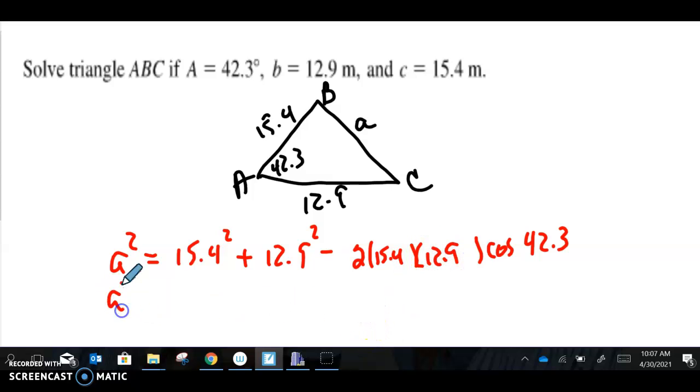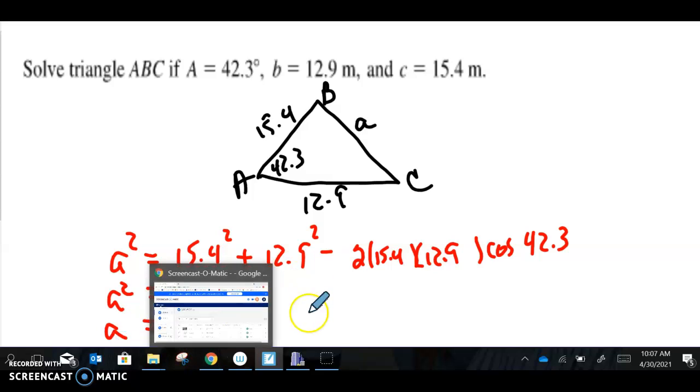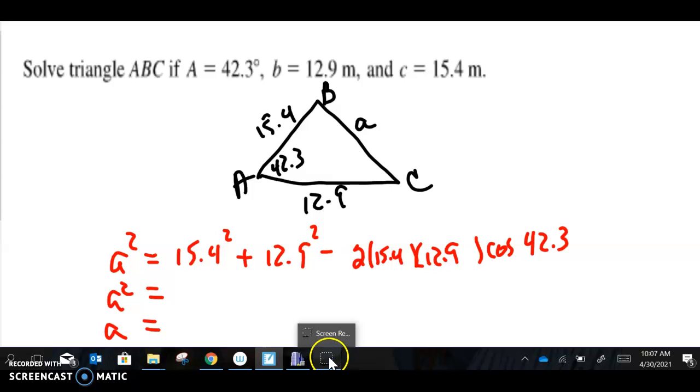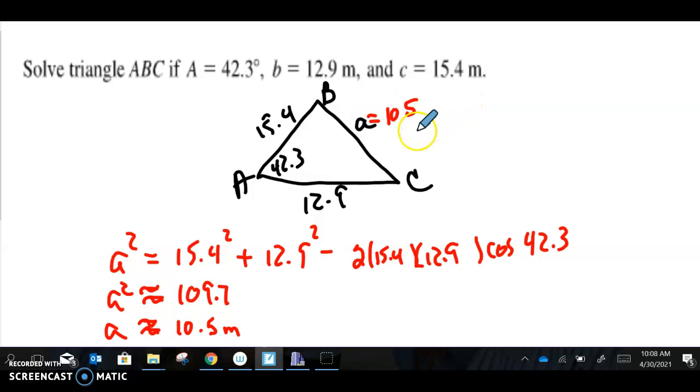So we get 15.4 and 12.9 in there. Again, let's do that on our calculator. You pause me, please, and then we'll check your answer. Hopefully this is what you got. I just want to make sure you can use your calculator correctly. Make sure your mode's in degrees. And you get A squared is about 109.7. A is about 10.5. Now that I have what A equals, I just resort back to the law of sines to find my others.